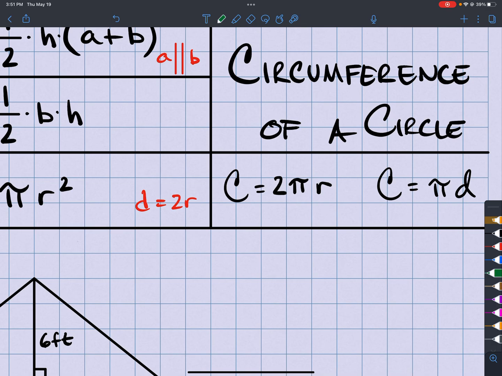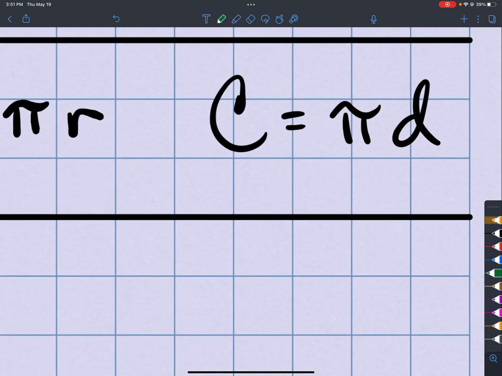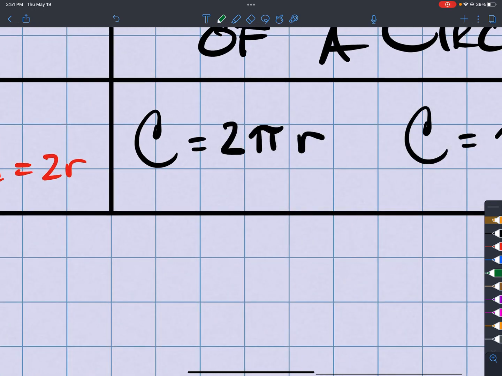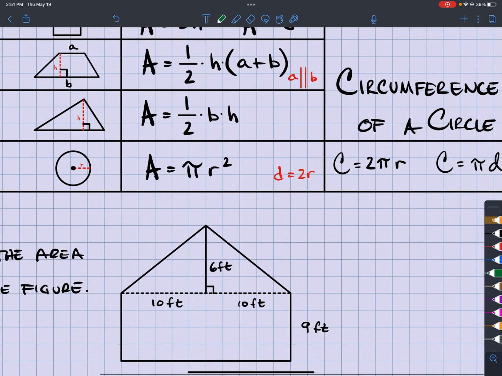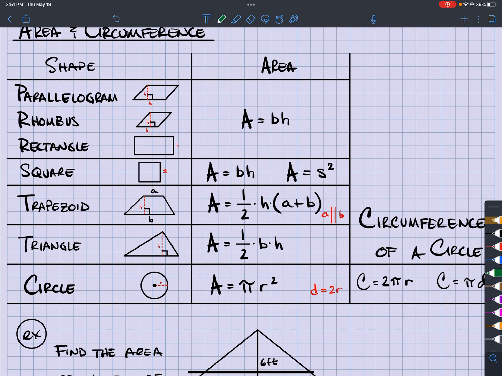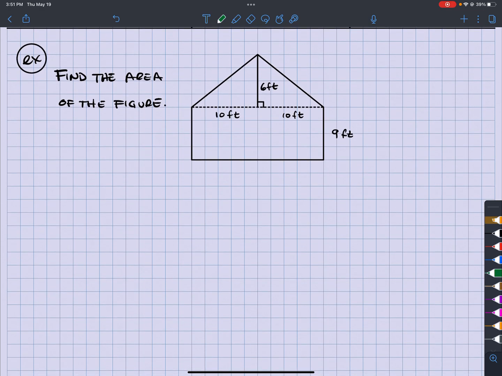Circumference is the distance around a circle. So again, you can say C is equal to pi d, pi times the diameter, or since the diameter is equal to 2 times the radius, you can also say C is equal to 2 pi r. All right, so let's take all of these formulas that we are either going to be given or we're going to need to remember and apply them to this particular problem right here.